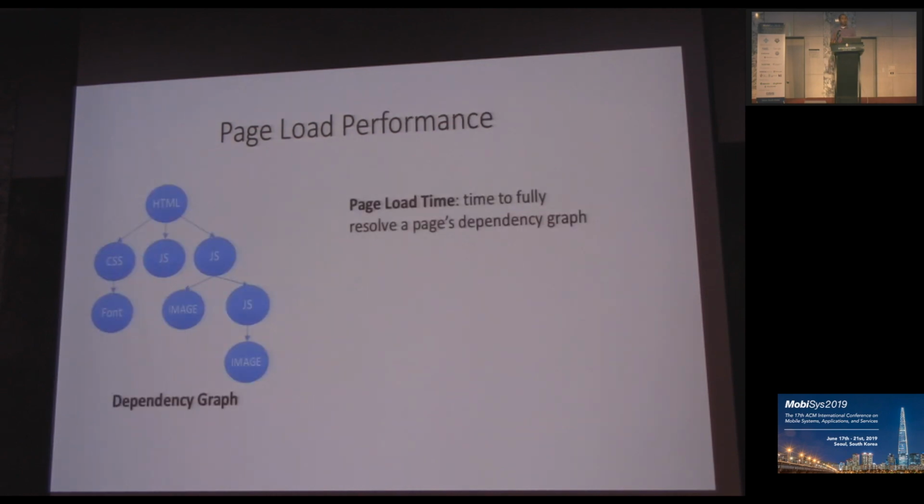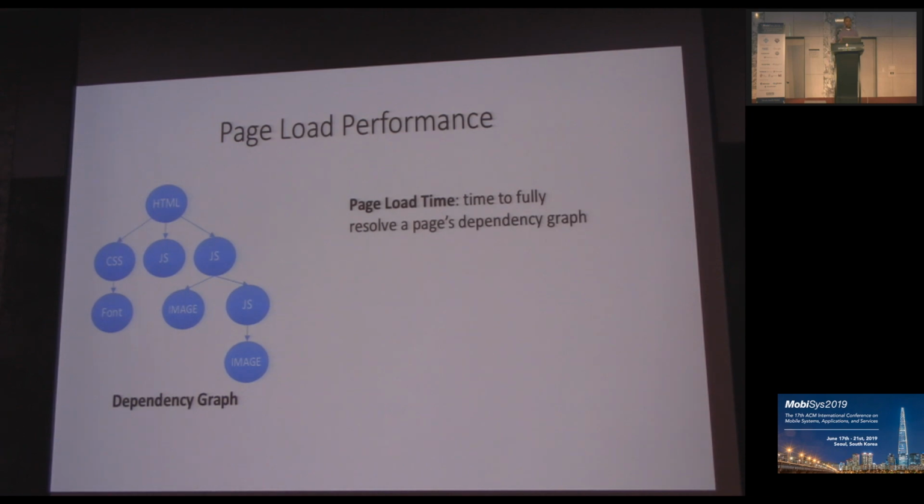And this dependency graph abstraction can also help us think about page load performance. So to fully load a page, a browser must fully traverse a dependency graph, fetching and evaluating all of the referenced objects. And the time that it takes for the browser to do this is what's called the page load time, which is the predominant web performance metric used today.